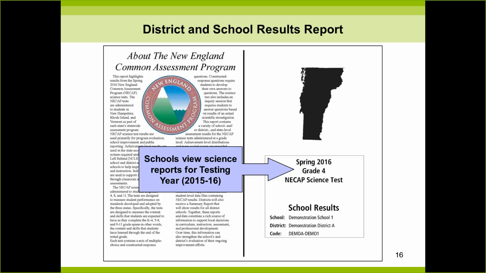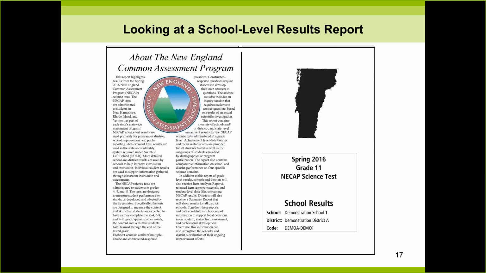Now that we have introduced and reviewed the individual student report, let's have a look at the school results and district results reports. School-level users should log into NARS and select the school results report from the most recent testing year. You will notice that the front page of the school results report has text describing the background and purpose of the NECAP Science assessments, as well as ways in which NECAP data and reports might be used by schools and districts for improving teaching and learning. You will also find information such as the testing year, grade level, state, and school and district name and code on the front page.